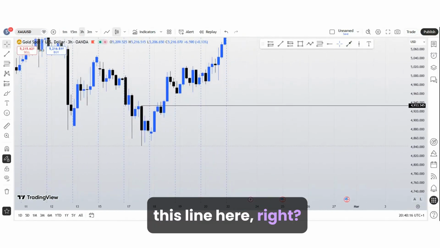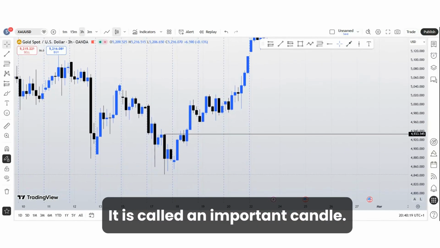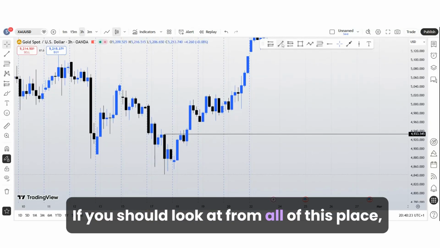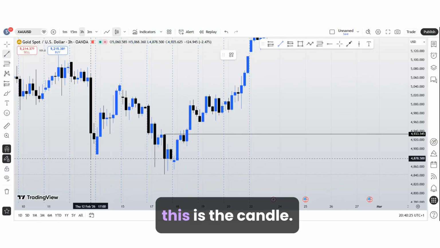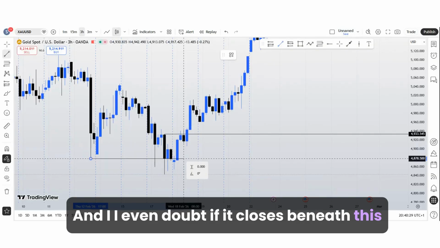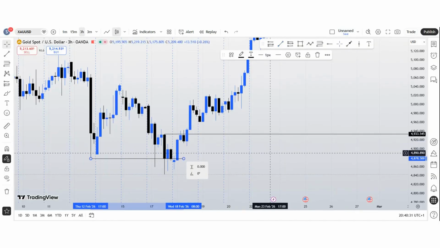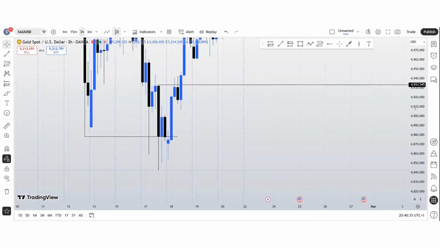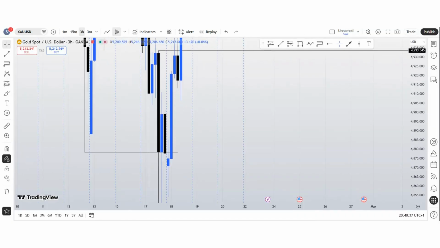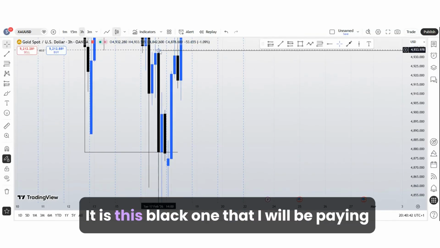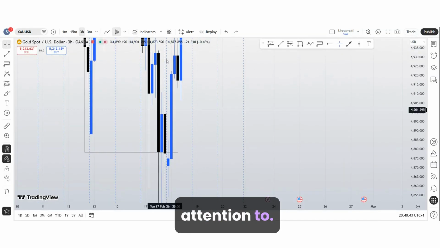this line here, right? It is called an important candle. So how is it an important candle? If you look at from all of this place, this is the candle. And I even doubt if it closes beneath this one. So let's check it well. So this is it, this black one, not even this one. It is this black one that I will be paying attention to.